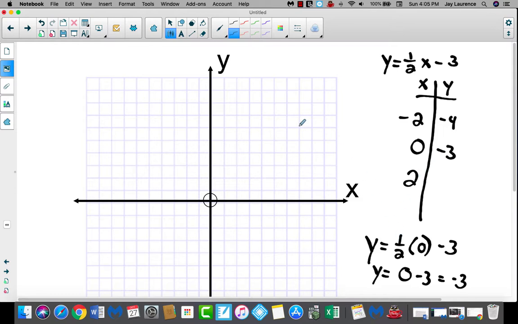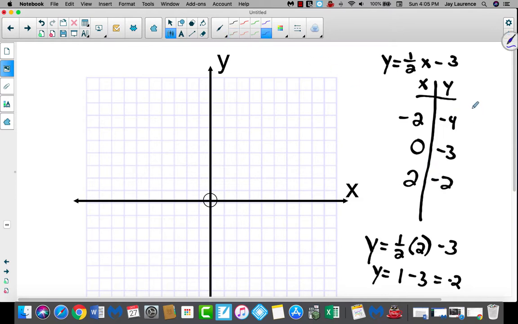Okay. And then when I put 2 in, it's going to be very much the same thing. Maybe I can save myself a little rewriting problem here. When I put 2 in, I'm going to get 1/2 of 2 is 1. 1 minus 3 will be -2. All right, so now I go to graph these.